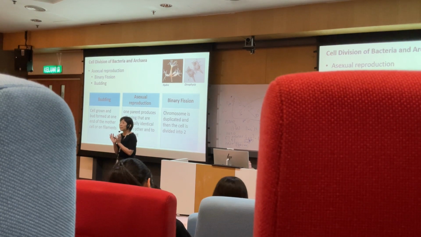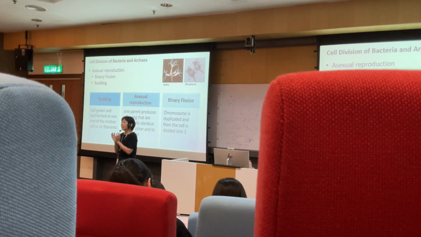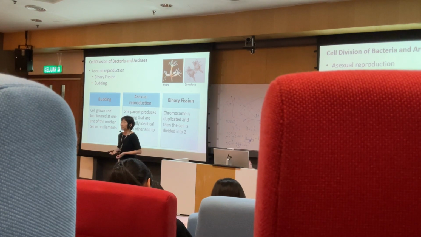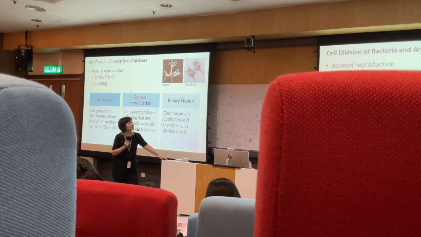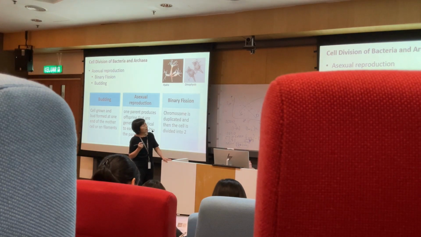So that's one big difference: genetically, their DNA is identical to the parental DNA. So like a clone, they are identical if they're doing asexual reproduction. And you will see two very common reproduction mechanisms. One is binary fission, and this is binary fission.